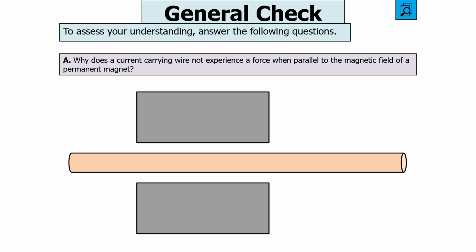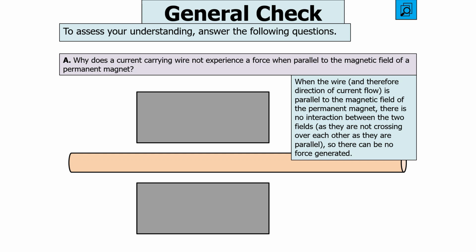Why does a current carrying wire not experience a force when parallel to the magnetic field of a permanent magnet? When the wire, and therefore the direction of current flow, is parallel to the magnetic field of a permanent magnet, there is no interaction between the two fields. They are not crossing over each other as they're parallel to each other, so this means no force can be generated.